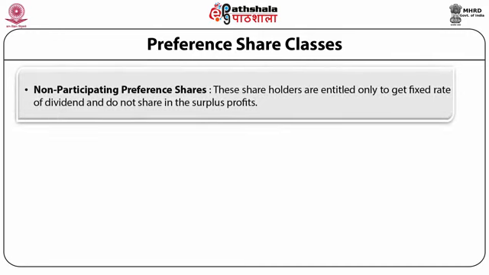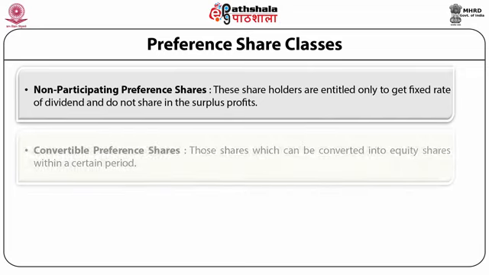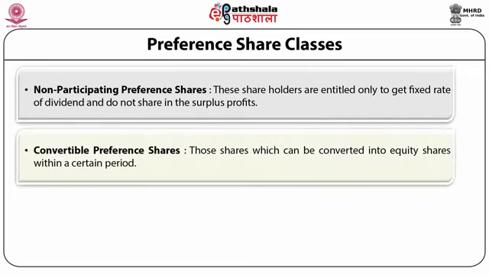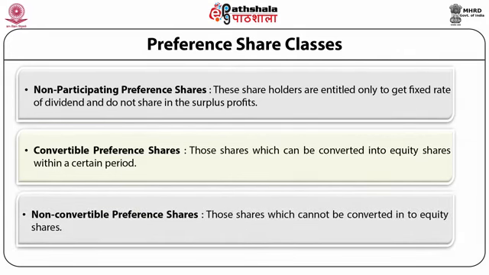Non-participating preference shares. These shareholders are entitled only to a fixed rate of dividend and do not share in the surplus profits. Convertible preference shares. Those shares which can be converted into equity shares within a certain period. Non-convertible preference shares. Those shares which cannot be converted into equity shares.